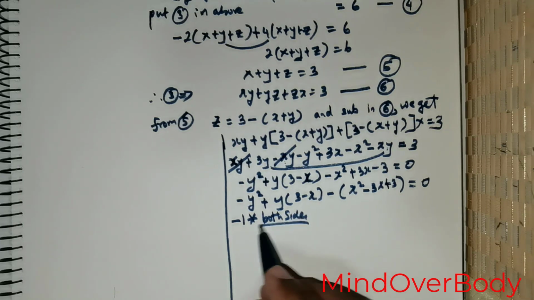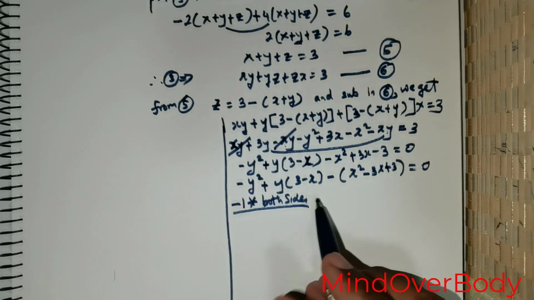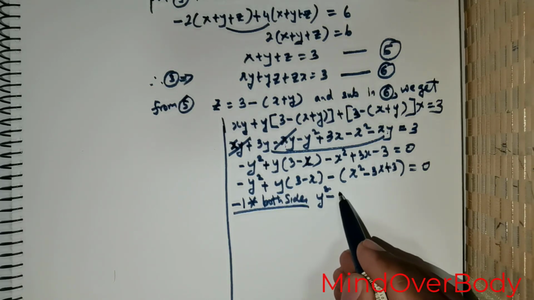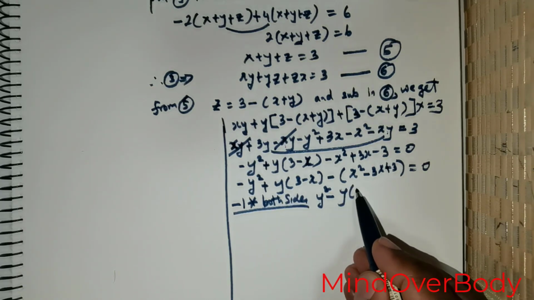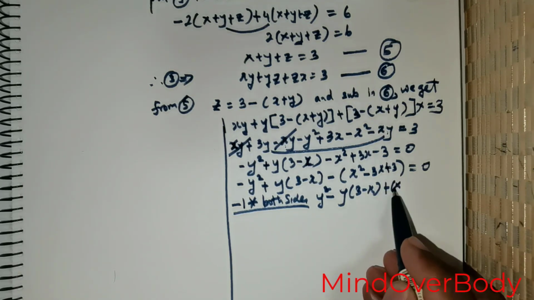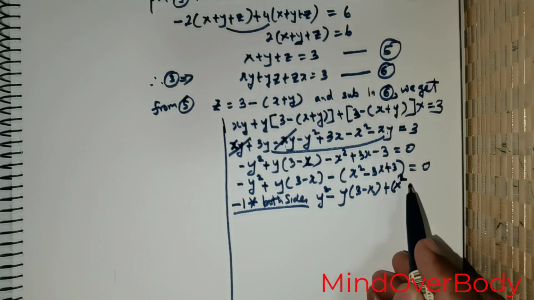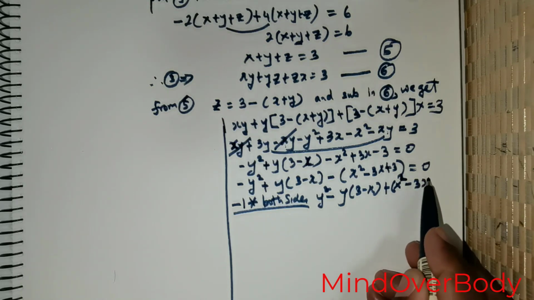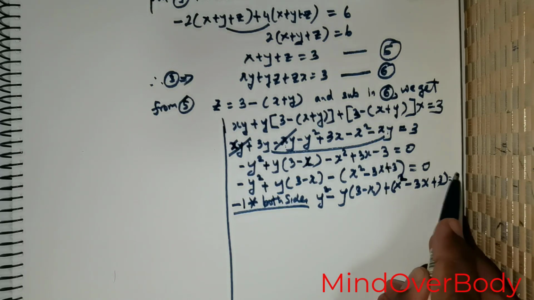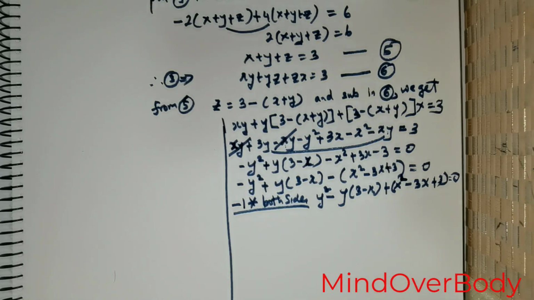If you do that, this would become y squared, this would become negative y times (3 minus x), and this would become positive x squared, minus 3x plus 3 is equal to 0. Okay, that's what you got.